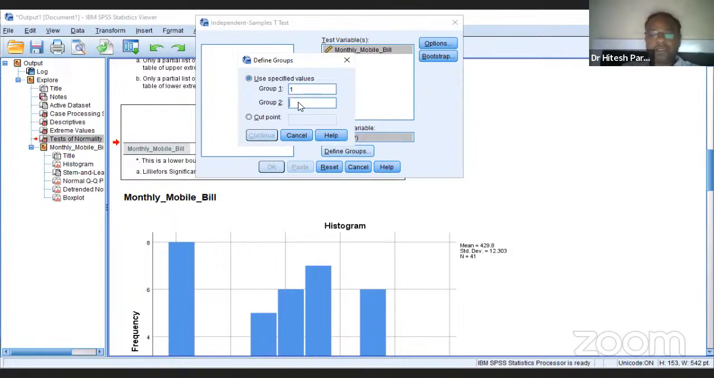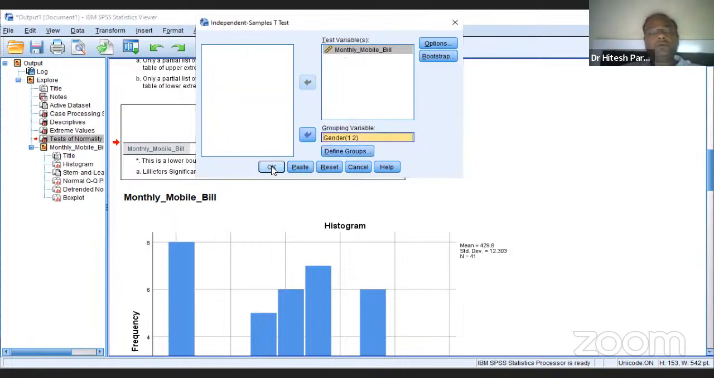Why 1 and 2? Because we have defined gender as 1 and 2: 1 as male and 2 as female. We have defined our gender like this. If our coding is 0 and 1, then we will type 0 and 1. So 1 and 2, then continue, and then you need to press OK. Should I press OK? Yes.